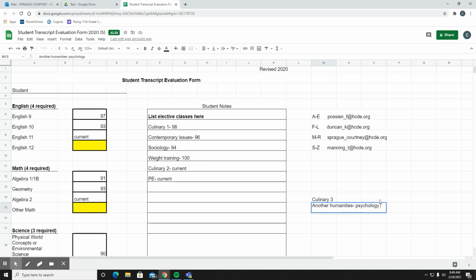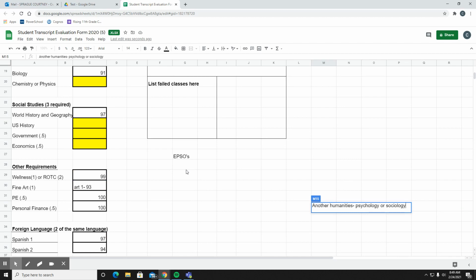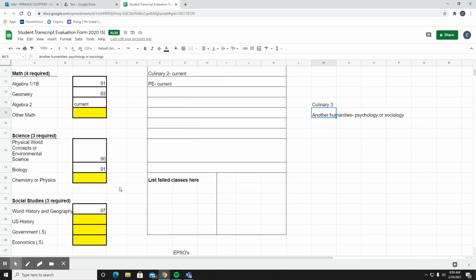And so then the student would need another humanities class. Psychology and sociology are humanities classes, as well as many, many others, but psychology and sociology are both SDC classes, which means state dual credit. So those count for the Epsos. If you're a current freshman or sophomore, then you might want to think about getting your Epsos. And so the student could really do either of these, either Culinary 3 or another humanities class that the student hasn't done yet. And that would be to make sure to finish out the elective focus.